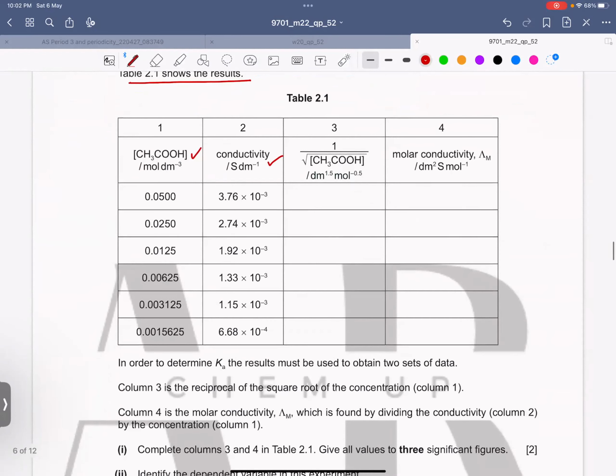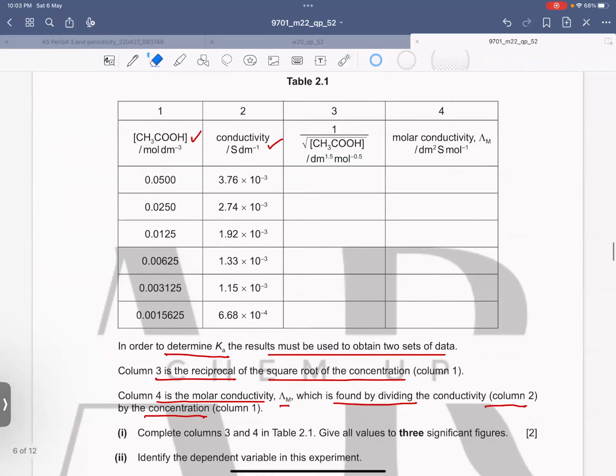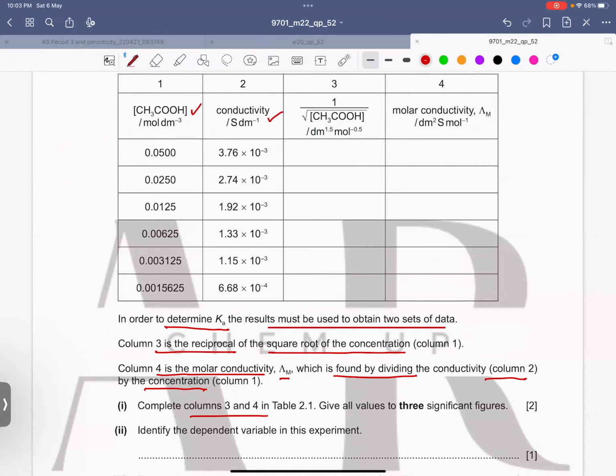Now, in order to determine Ka, the results must be used to obtain two sets of data. Column 3 is the reciprocal of the square root of the concentration of column 1. And column 4 is the molar conductivity, which is found by dividing the conductivity, column 2, by the concentration, column 1. So this must be in the numerator and this must be in the denominator. Complete columns 3 and 4. Give all the values to 3 significant figures.